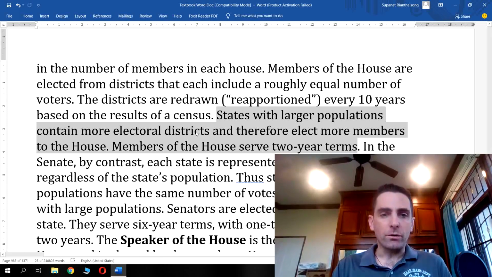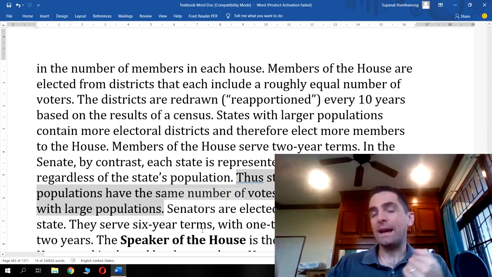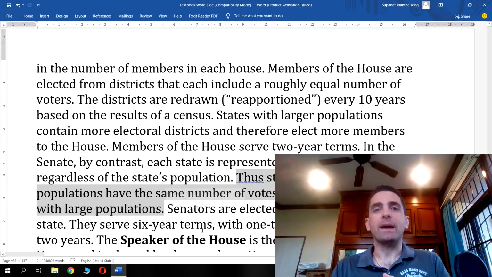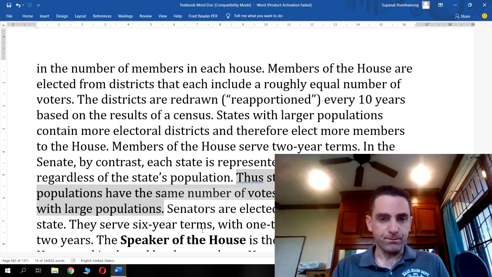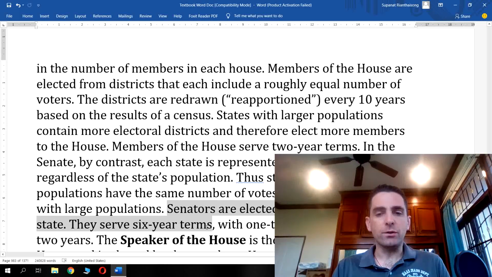In the Senate, by contrast, each state is represented by 2 senators, as we said, regardless of the state's population. Thus, states with small populations have the same number of votes in the Senate as states with large populations. As we said, that's to provide a balance, a counterbalance, a pushback against proposed laws from the House. Senators are elected by all the voters in a state, and they serve 6-year terms.